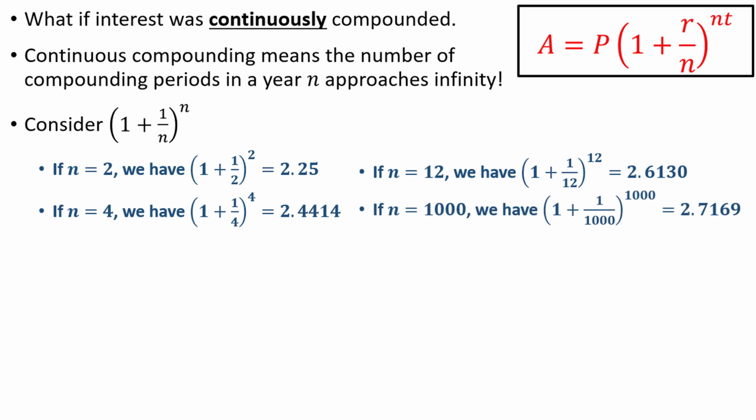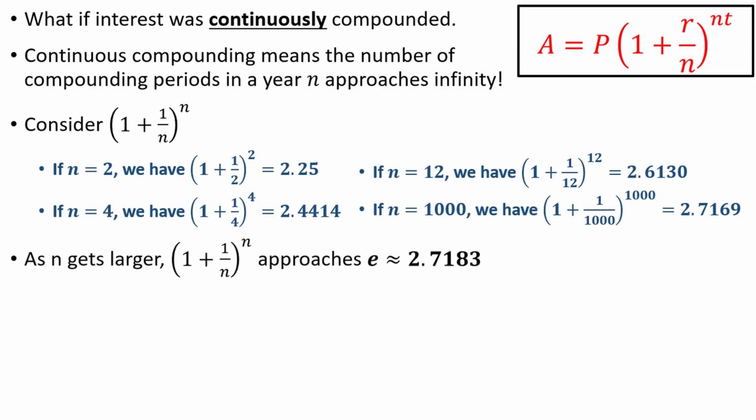Can you guess what value these numbers are approaching? If you said e, you are correct. e is the constant equal to approximately 2.7183. And as n gets larger and larger, this quantity approaches e, which is sort of a remarkable fact.